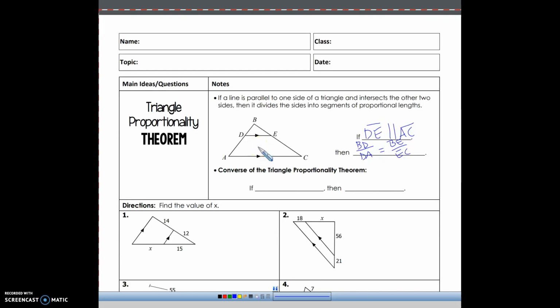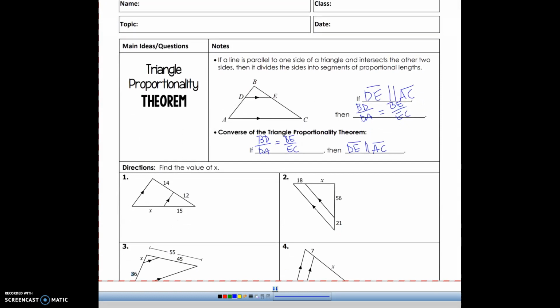Now the converse of this theorem, which means flipping the hypothesis and the conclusion, would say if I know that BD over DA equals BE over EC, if that is given to me, then I can conclude that the line DE is parallel to the line AC. Okay, let's look at some problems together.